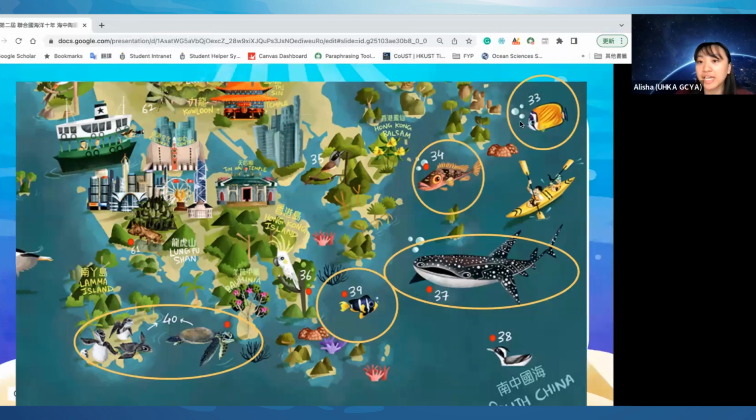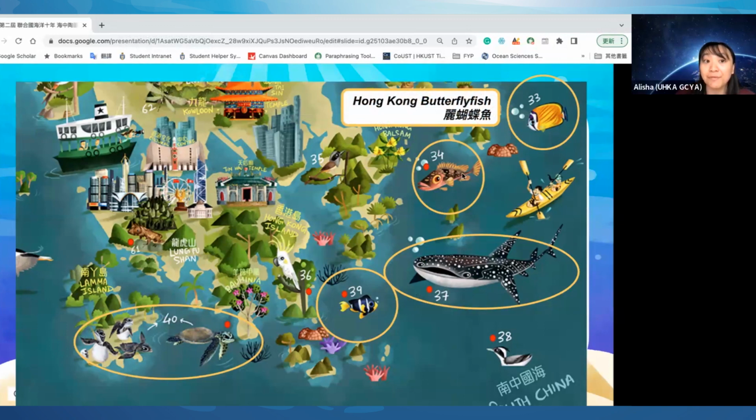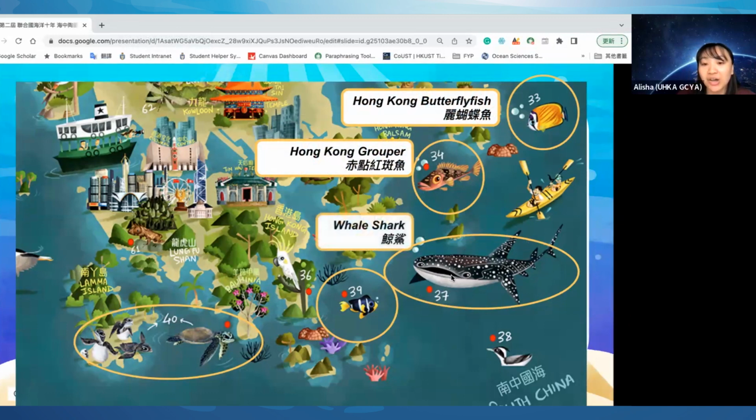From the corner, you can see a very colorful fish, and this is called the butterfly fish because of its color. For the second one, you might have seen it before in the wet market. This is the grouper. So probably you have eaten them before. And the next one is the whale shark. The whale shark has been recorded in the Hong Kong water region. So maybe we can see them again in the future.